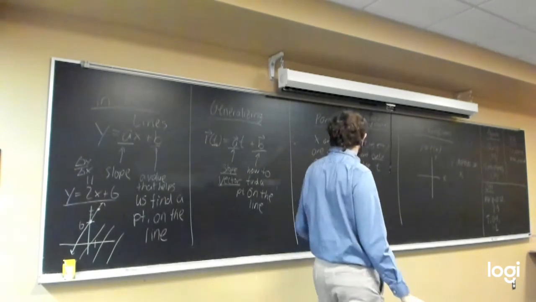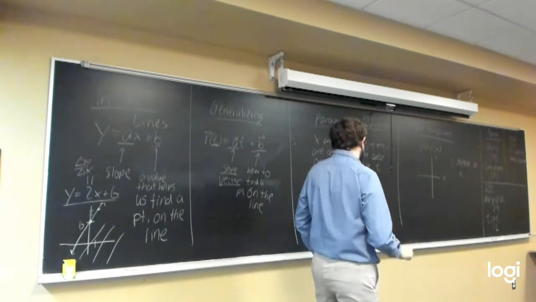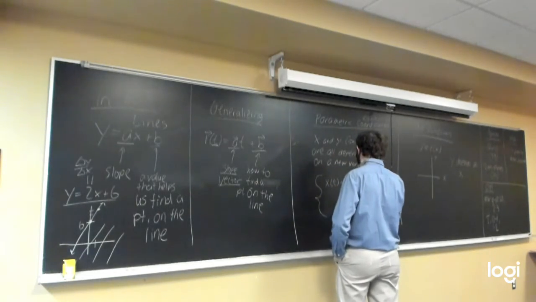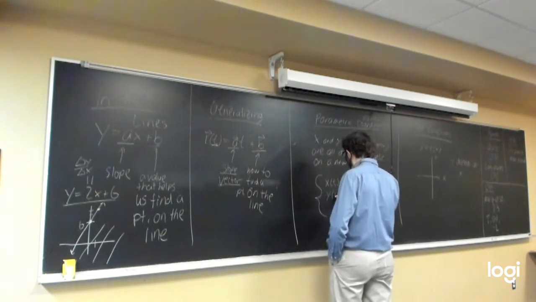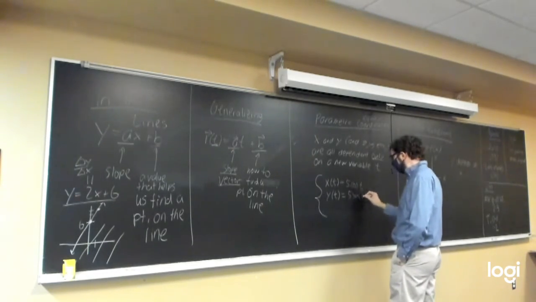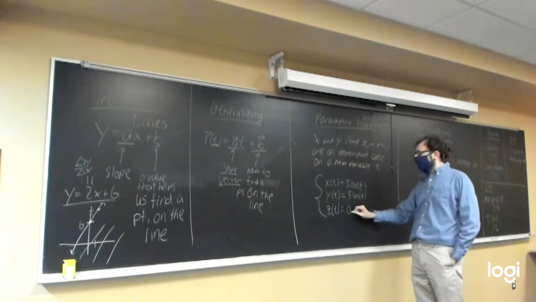And so in parametric coordinates, what you'll often see is something like this. X of t is 5 cosine t. Y of t is 5 times sine of t. And say z of t is 1/2 t.